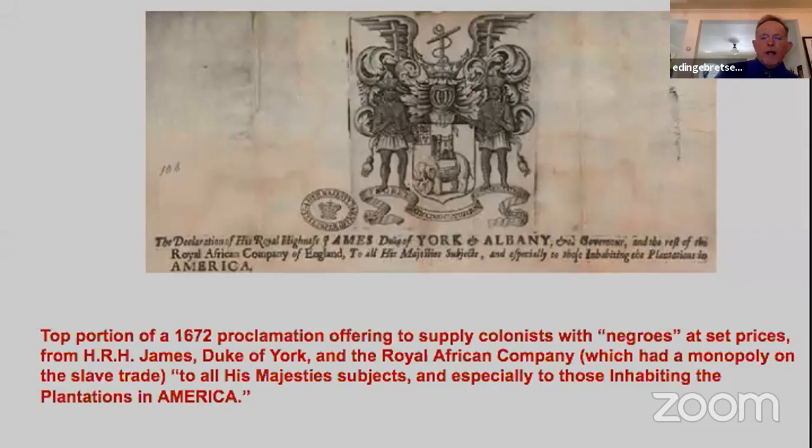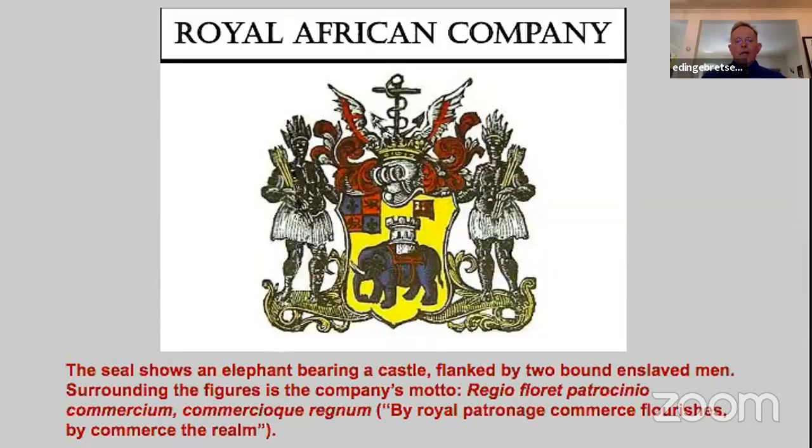In this 1672 proclamation, you see the top portion offering to supply colonists with, quote, Negroes at set prices, H.R.H. James, Duke of York and the Royal African Company, 1672, 100 years before the cessation of the colonies from Britain, which had a monopoly on the slave trade, quote, to all his majesty's subjects, and especially those inhabiting the plantations in America. Now, we're going to see this particular seal in a moment.